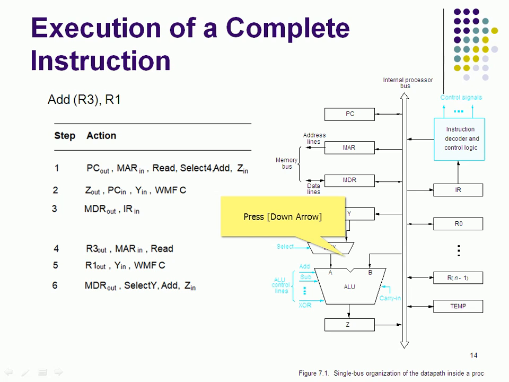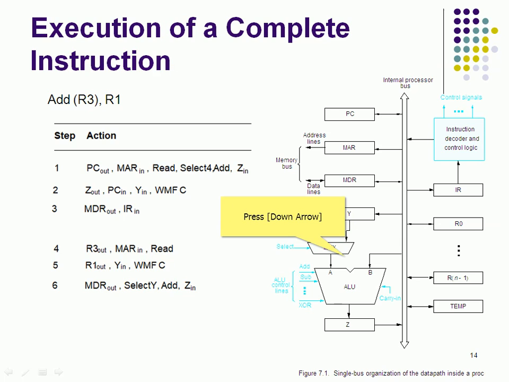Select Y means R1. The other operand, R3, will come through the MDR, right? So both will be rushed into the ALU. I hope you followed; that is what B is.